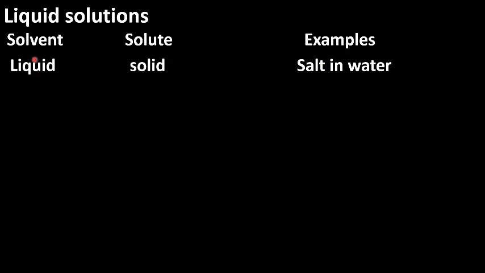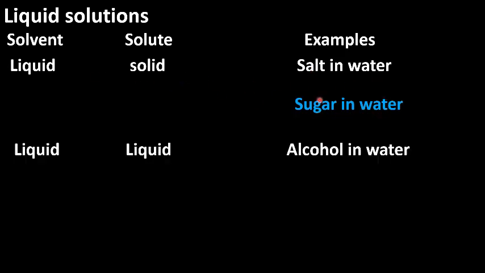Next, liquid solutions. In liquid solutions, liquid is taken as a solvent and remaining three states of the substances are present as solute. So solute, solvent and examples. Liquid as a solvent and a solid is a solute, salt in water. So this is the very common example in day-to-day life. Similarly, sugar in water. So here, water is solvent and salt and sugar are solutes.